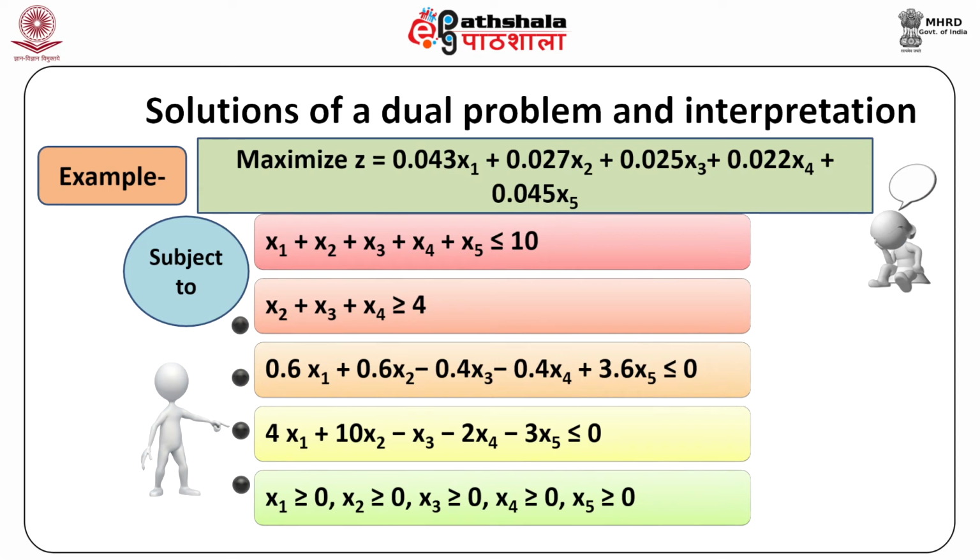Example: maximize z = 0.043x1 + 0.027x2 + 0.025x3 + 0.022x4 + 0.045x5 subject to x1 + x2 + x3 + x4 + x5 ≤ 10 and x2 + x3 + x4 ≥ 4, 0.6x1 + 0.6x2 - 0.4x3 - 0.4x4 + 3.6x5 ≤ 0, 4x1 + 10x2 - x3 - 2x4 - 3x5 ≤ 0, and x1, x2, x3, x4, x5 all ≥ 0.